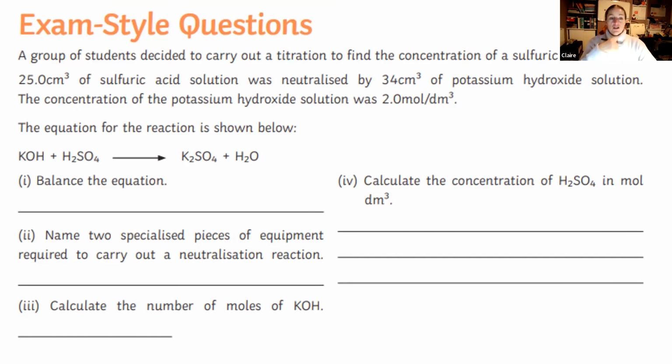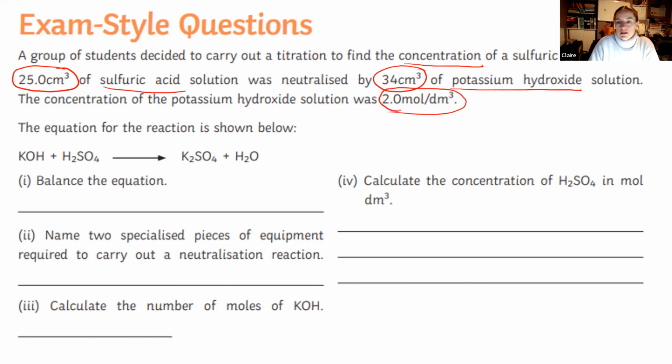So I'm going to go through a question and the typical things that you need to remember, and how to structure answers. A group of students decided to carry out a titration to find out the concentration, so I'm going to highlight that, of a sulfuric acid solution. 25 centimeters cubed of sulfuric acid solution was neutralized by 34 centimeters cubed of potassium hydroxide. Can you see I'm highlighting and circling the data as I go? The concentration of potassium hydroxide was 2 moles per decimeter cubed.